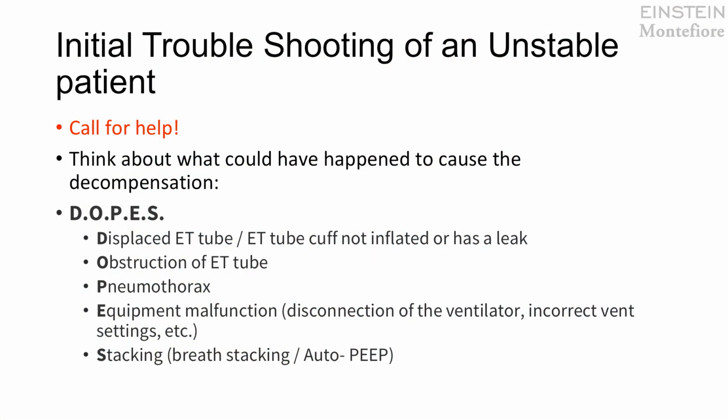P is for pneumothorax. Did the patient have a spontaneous pneumothorax? This can be evaluated further with point-of-care ultrasound or with a chest x-ray. E is for equipment malfunction. Is there a problem with the ventilator, either the mechanics of the ventilator, the tubing, or the filters? And then S is for stacking, or breath stacking, which commonly occurs most often in patients with obstructive lung disease, where they can't expire, they have development of air trapping, and thus decreased venous return. This is also sometimes termed auto-PEEP.